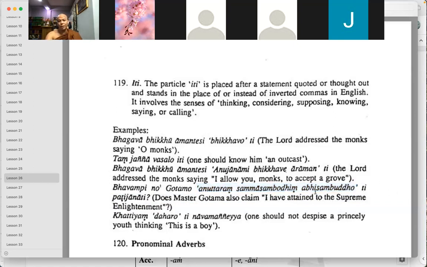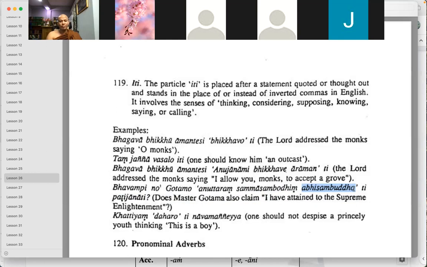Actually here abhisambuddho is a past participle, but this sentence is spoken by the Buddha. So that is fine. It is referring to the Buddha's speech, so how to say, direct speech. That is why aham is used here.